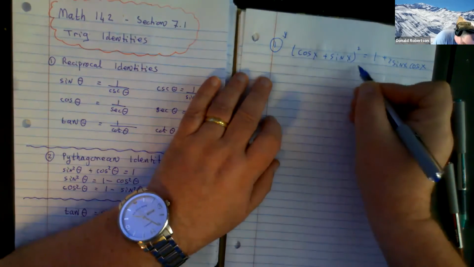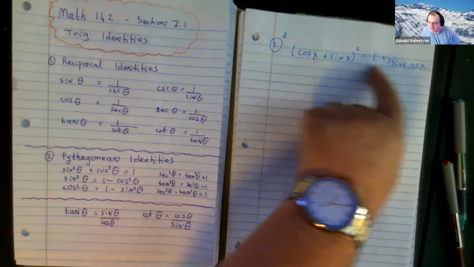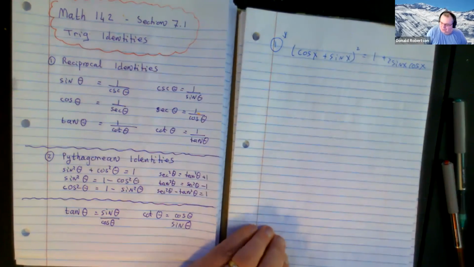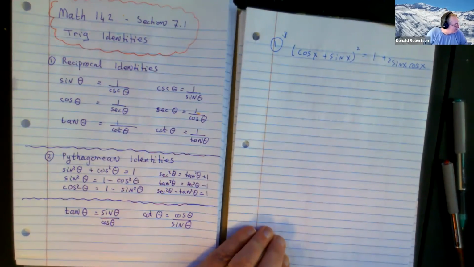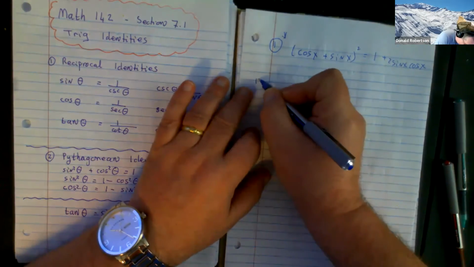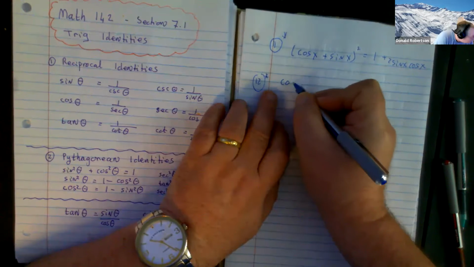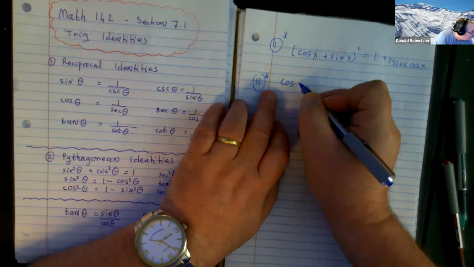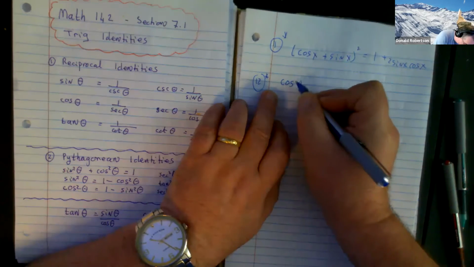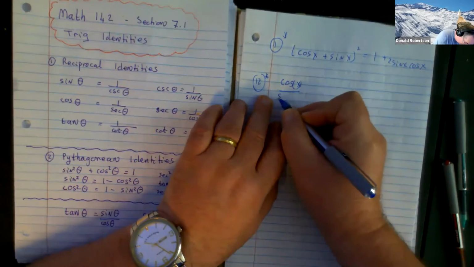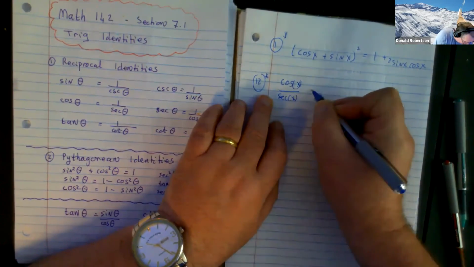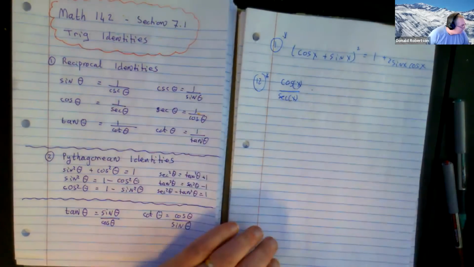Okay, if you foil this out, can you trust me eventually you get that, right? So this one, now this one, cosine x over secant x. I think I did this one. I did. Let's move on.